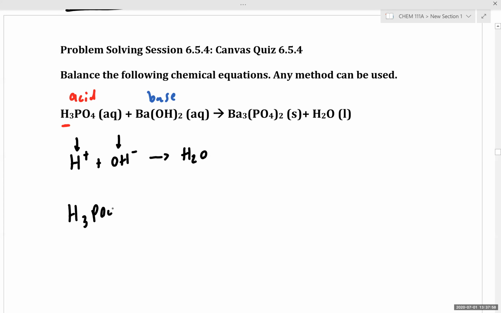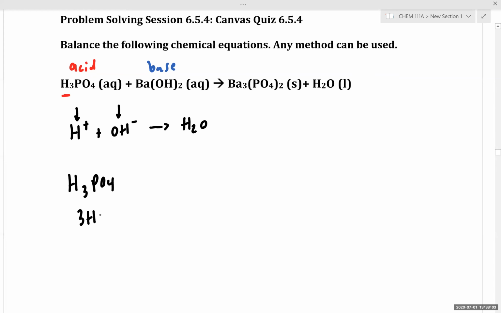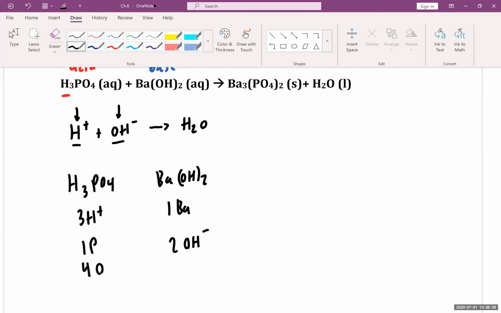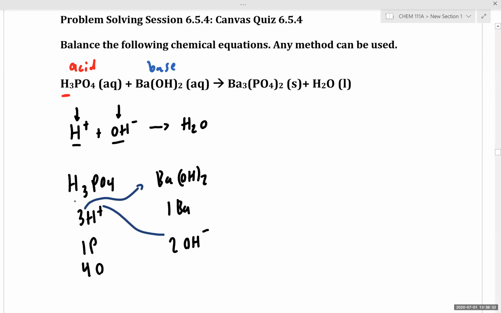So looking at phosphoric acid, we can think of phosphoric acid as having 3 H plus, 1 phosphorus, and 4 oxygens. Barium hydroxide has 1 barium atom, 2 oxygens, and 2 hydrogens that I'll write as 2 OH minus. Now, if I want equal numbers of H plus and OH minus, I can use the least common multiple method for my reactant side.